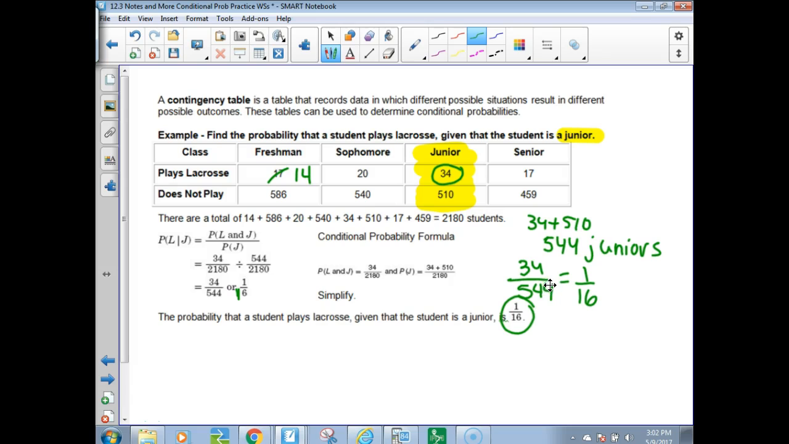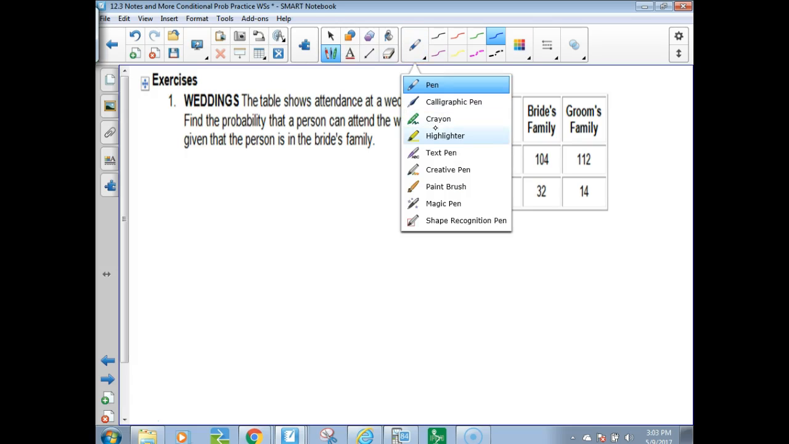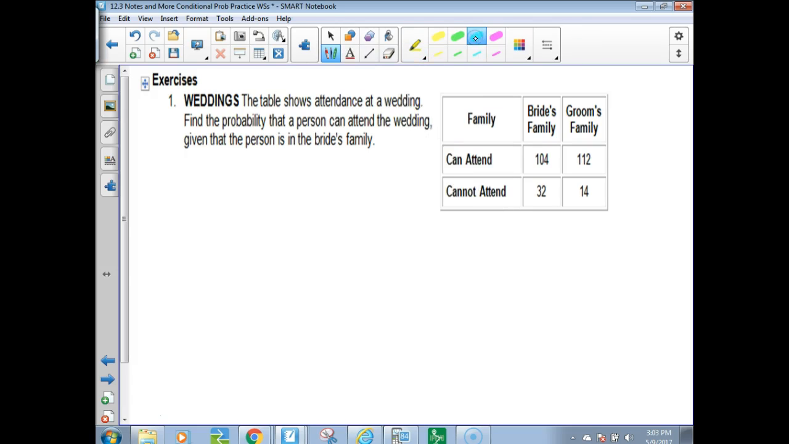So within the questions, you're going to have to decide what it is you need to total up and figure out, because we might have needed to find out how many people played lacrosse. It depends on the question. So sometimes you're going to have to do some totaling. All right, so let's try another example using a contingency table. We're going to figure out what we actually need to total up to get the answer that we need.